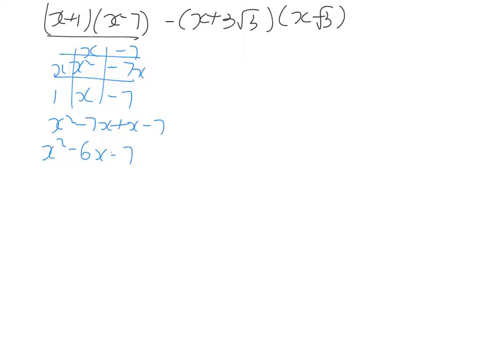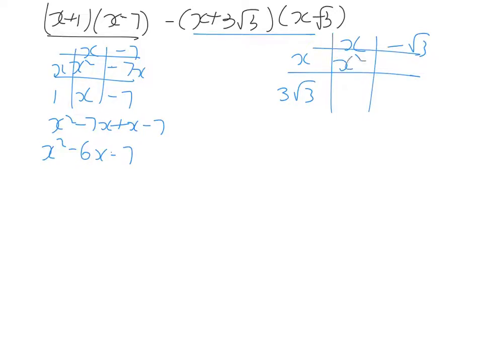Okay, over here we're dealing with this now, so we've got x and 3 root 3, and then we've got x and negative root 3. So now this ends up being x squared minus root 3x plus 3 root 3x minus 3 times root 3 root 3. Now we'll simplify this. It becomes x squared minus 3x.